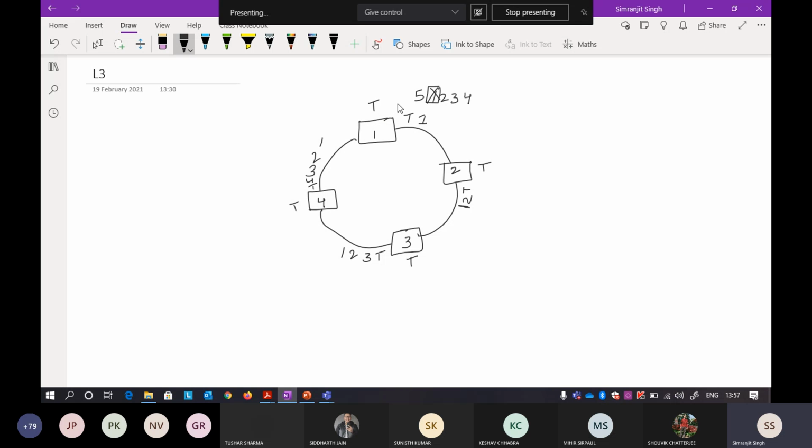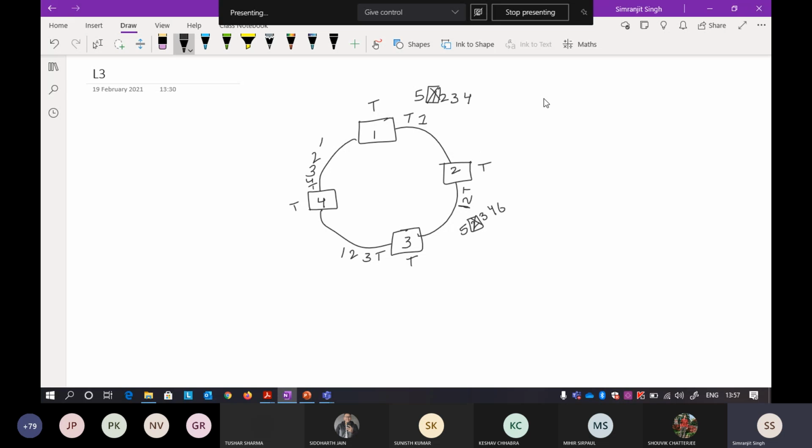Suppose I add a new packet like 5. Now this packet will move again towards this particular station, so that will be 5, 2, 3, 4. Now it is the responsibility of the station to remove the second packet, and because it has the token, it will add another packet. So this process goes on.